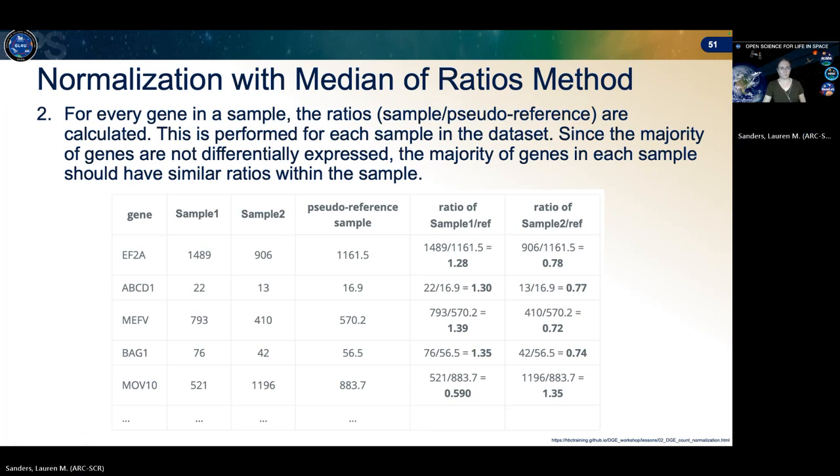Now we know in biology, the majority of genes are not going to be differentially expressed. Only a few genes will be differentially expressed. And so the majority of genes in each sample should have similar ratios within the sample. You can see that, for example, with this ratio where we've calculated sample 1 over this pseudo-reference, most of these genes fall within the 1.2 to 1.3 range. There is one gene here that's a lot lower, so that's potentially truly differentially expressed.